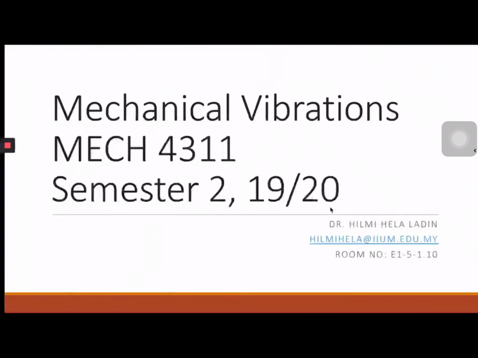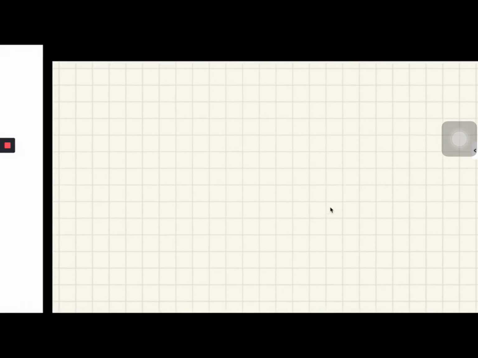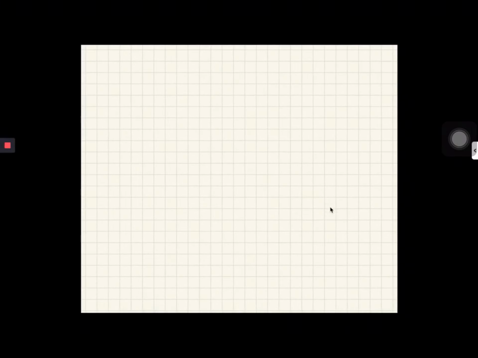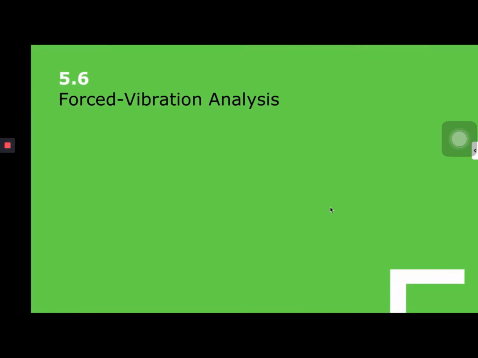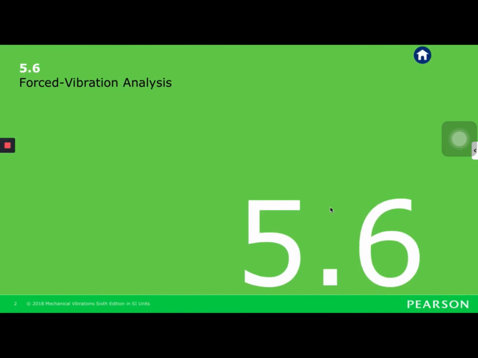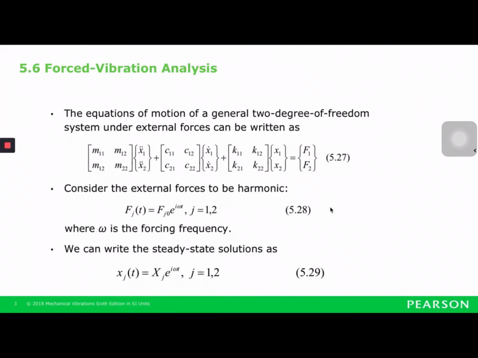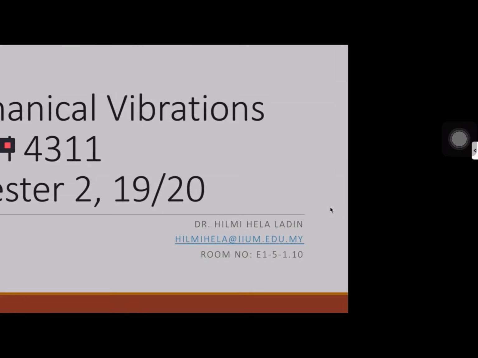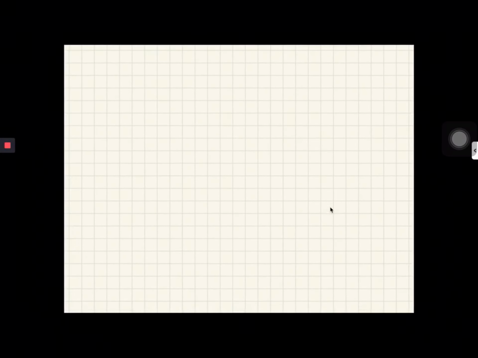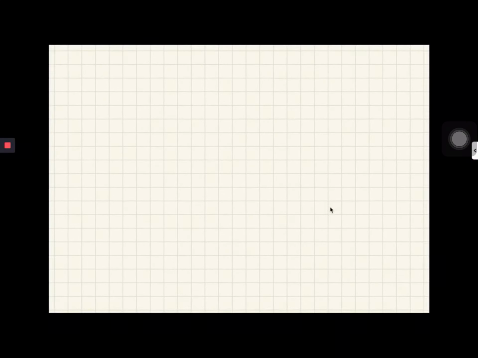Okay, now I also included in this slide, which is the slide from the textbook, so you can refer to this later on. This is basically the same thing but a different method. Here it is using the impedance matrix. So I'm going to show you a bit different method to solve a second degree of freedom system with damped and undamped system.